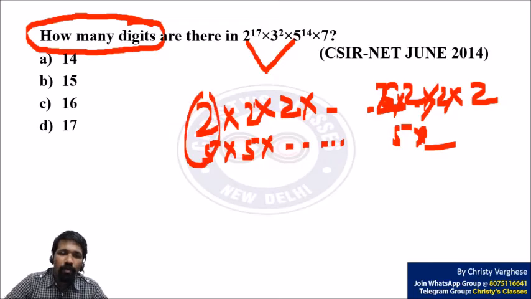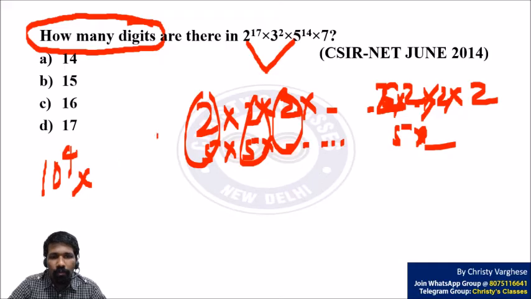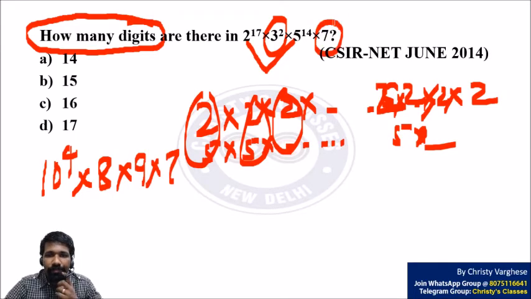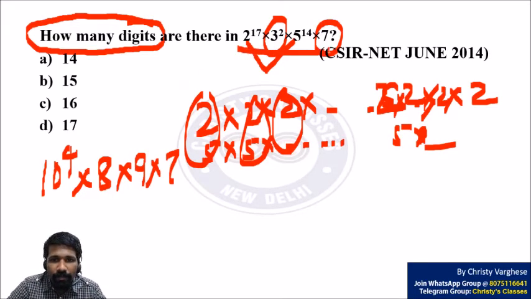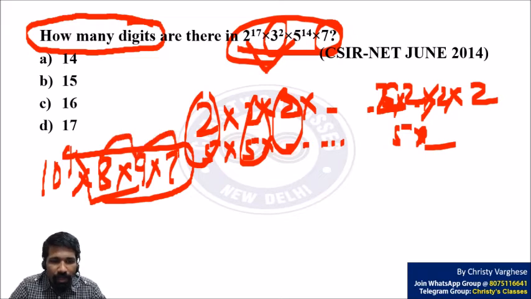So 2 and 5, 2 and 5, 2 and 5 will be combined 14 times. So you can say 2 raised to 17 into 5 raised to 14, you can write it as 10 raised to 14 into what is remaining now? 2 into 2 into 2, 8 is remaining. 3 square is there. 3 square is 9. And 7 is there. That means instead of multiplying very big number, the only 3 numbers you have to multiply is 8 into 9 into 7. 8 into 9, 72. 72 into 7.